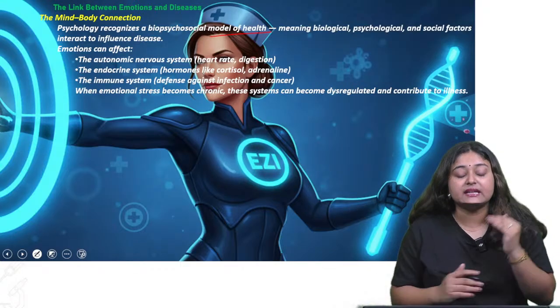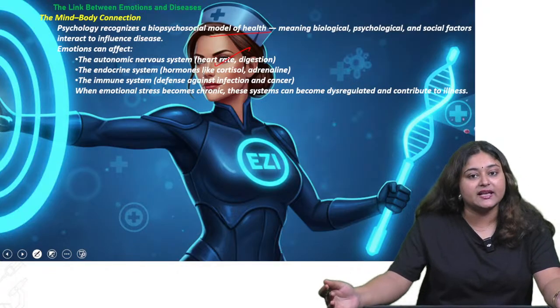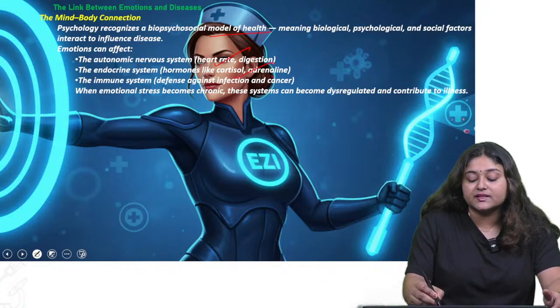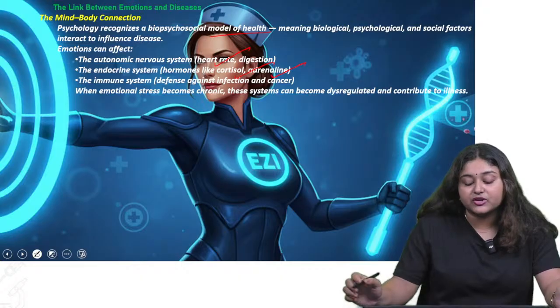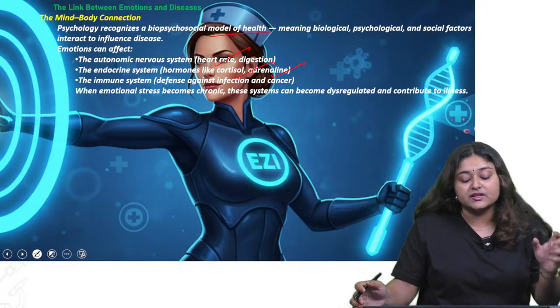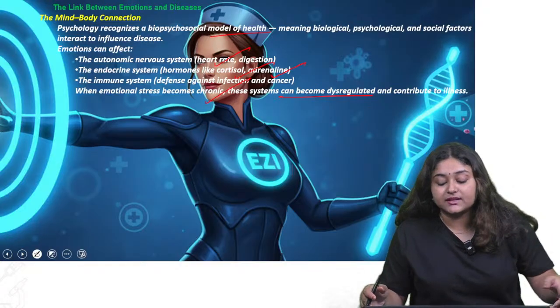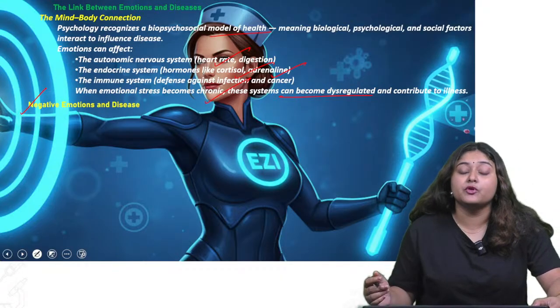Emotions can affect various systems. The autonomic nervous system, like heart rate and digestion, might be impacted. The endocrine system, like hormone levels, such as cortisol and adrenaline, might be increased. The immune system, which is the defense against infection and cancer. When emotional stress becomes chronic, these systems can become dysregulated and contribute to illness.